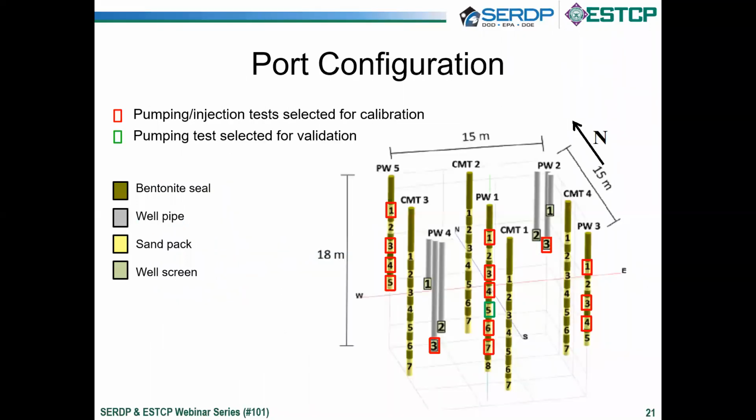This slide number 21 shows a 3-dimensional depiction of the port configuration. Each port can be used for pumping or injection or for monitoring water level response. So in this case, we did a series of injection and pumping tests by pumping water from one of the ports and then monitoring the response in the other ports. For some of the ports near the surface, in order to prevent drying up the port, we did injection tests instead of extraction.